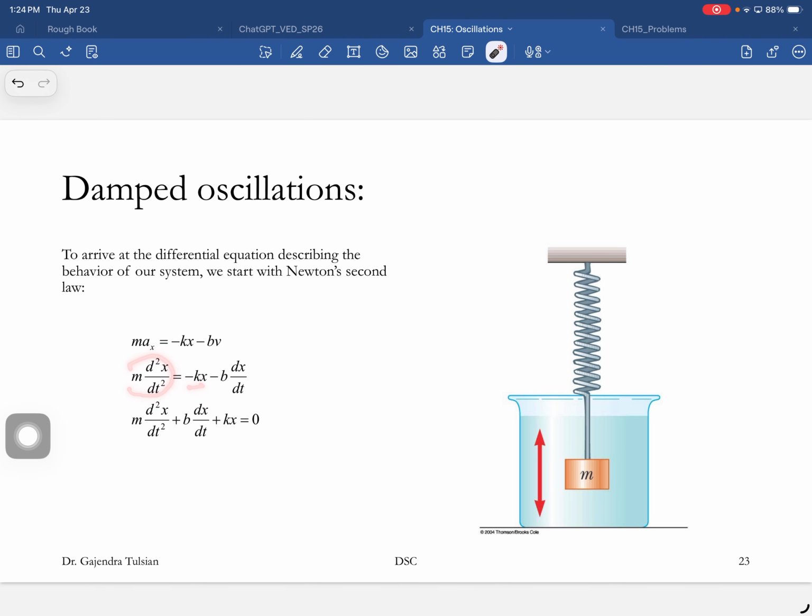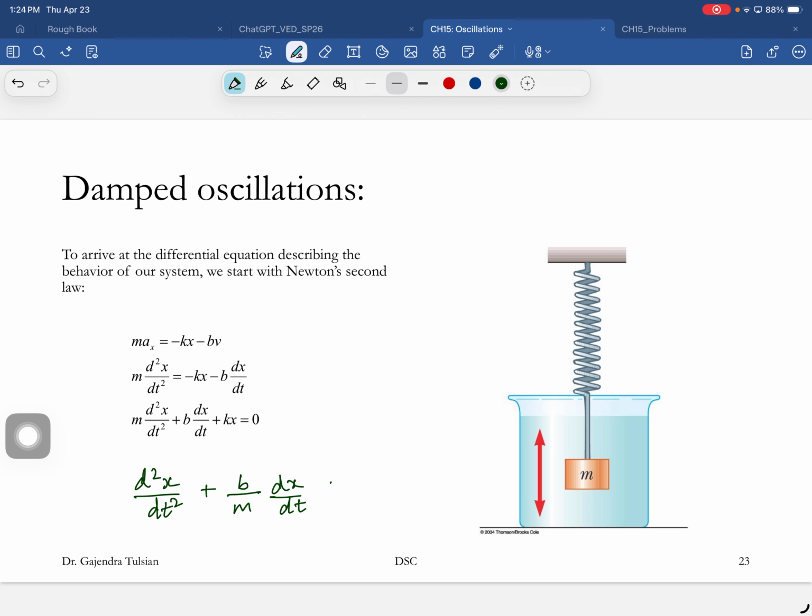So here's mass times acceleration, there's kx, and velocity is dx by dt. Now we'll bring all of that to one side, and divide by m: d²x/dt² plus b/m dx/dt plus k/m x equals 0. And k/m was omega squared.